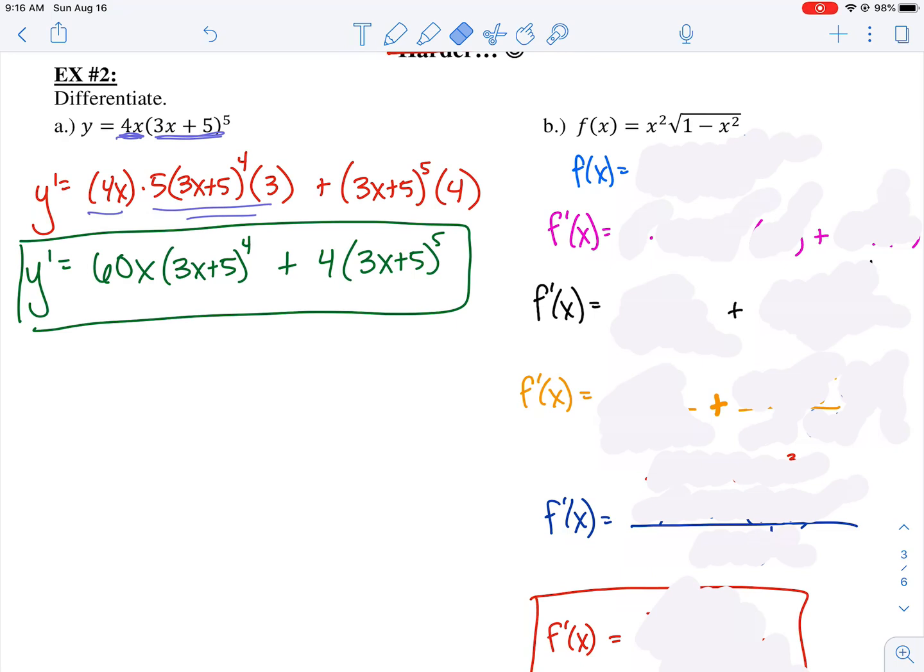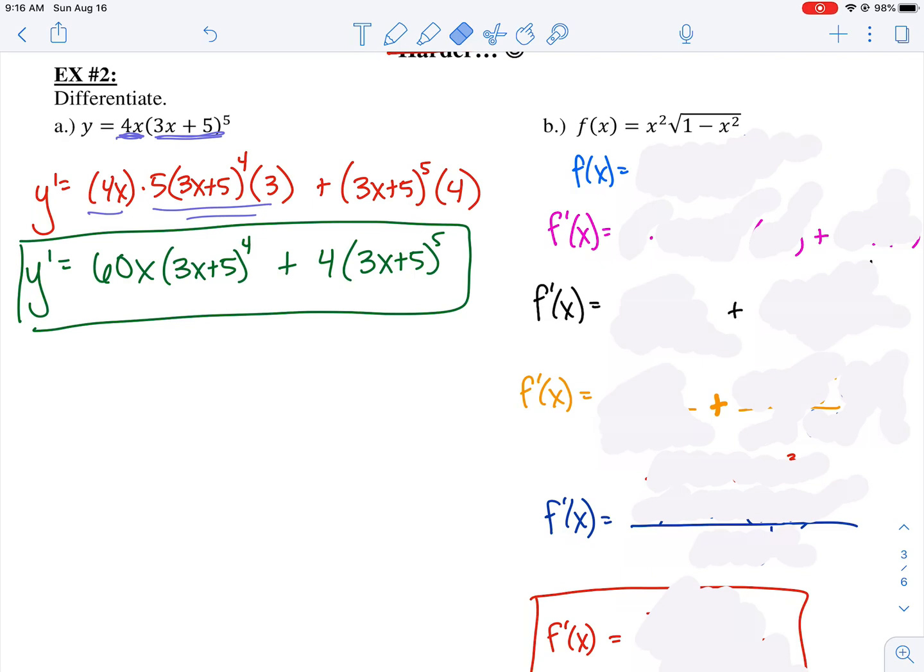But later on, we're going to have to make this look a little bit nicer, because we're going to want to solve for x. We're going to want to take this derivative and set it equal to 0. But for right now, I think that was enough to handle with a product rule and a chain rule. All right, let's look at B. What do you notice in B?